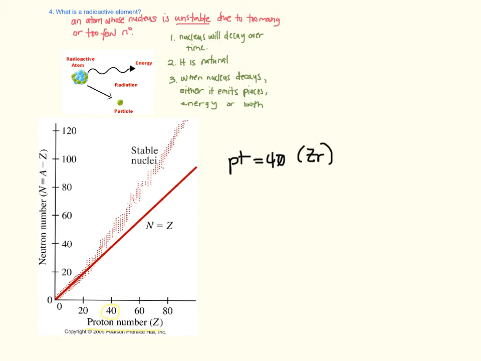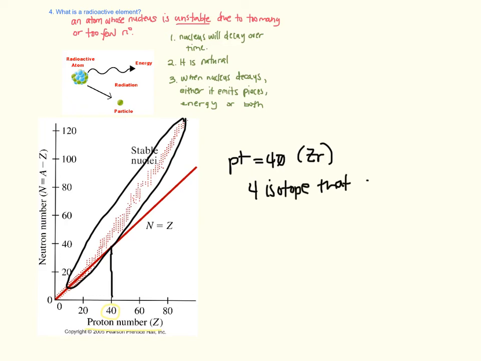If you follow this up to a proton number of 40, you'll notice that there are something like 1, 2, 3, 4 dots there for zirconium. Let me erase this and kind of show you what I mean. Okay, so the 4 dots for zirconium are these 4 dots right there. Perfect. So zirconium has 4 isotopes, and those 4 isotopes are in this little band right here that we call the band of stability. So it has 4 isotopes that are stable.